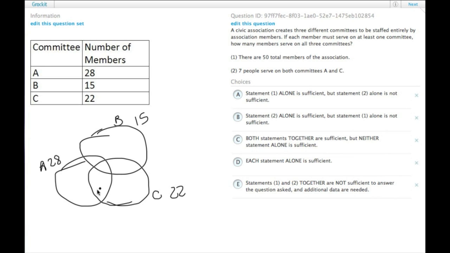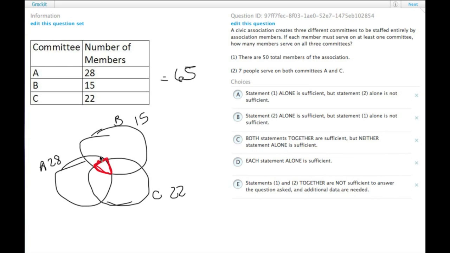The first thing you should do, aside from envisioning it in this way, is add up these numbers. 28 and 22 is 50, plus 15 equals 65. So there are 65 committee slots that are being filled by people. And we need to find out how many people are in this central region here in all 3 committees.